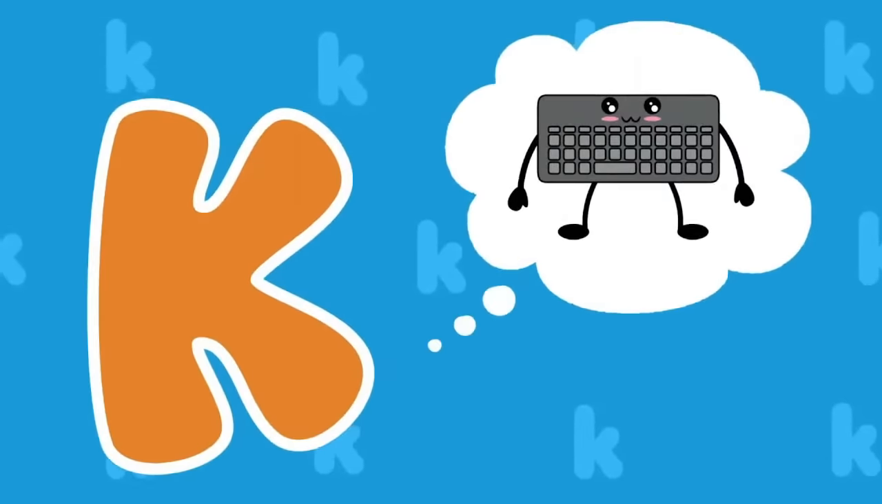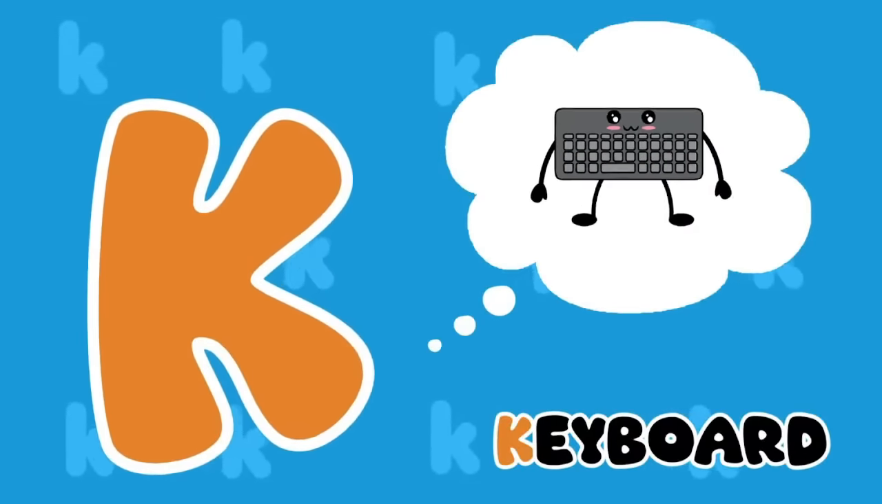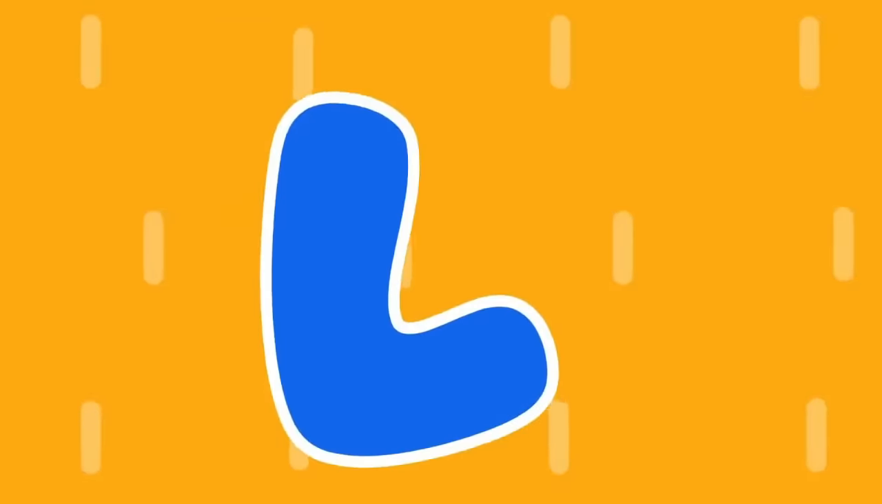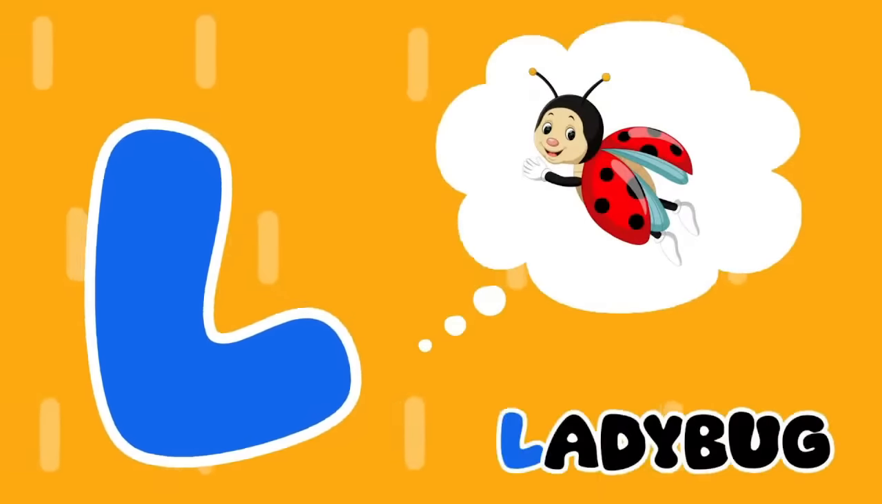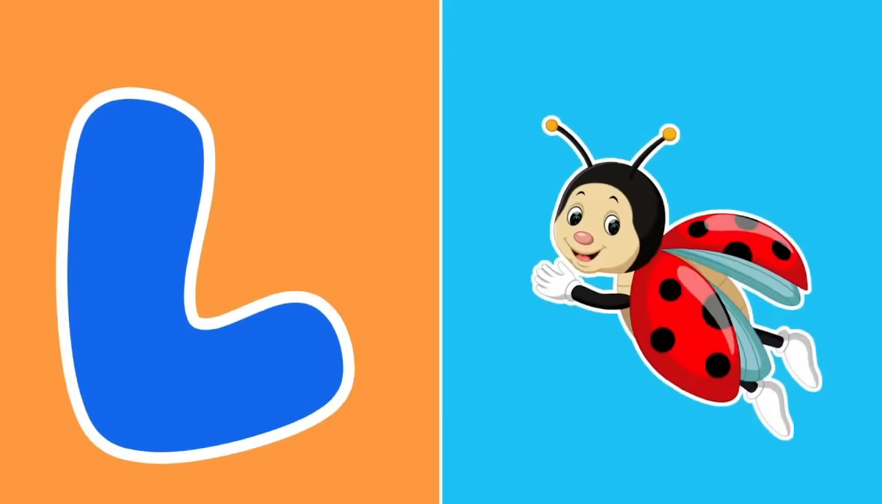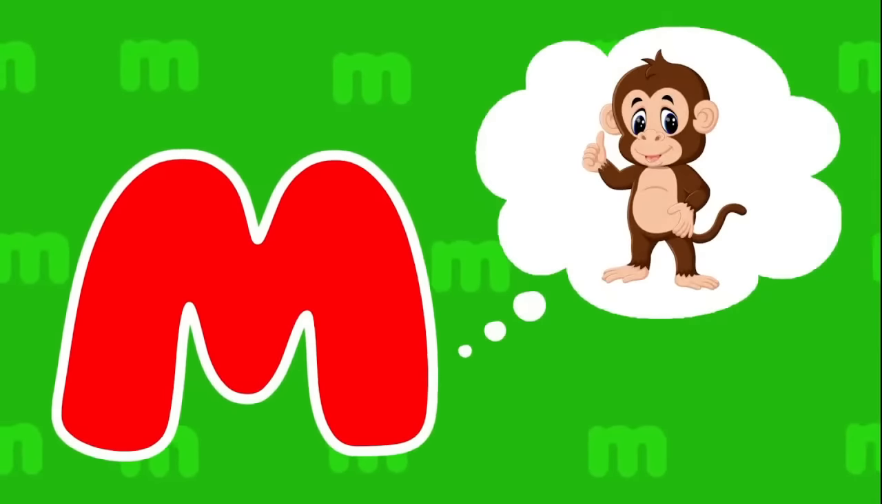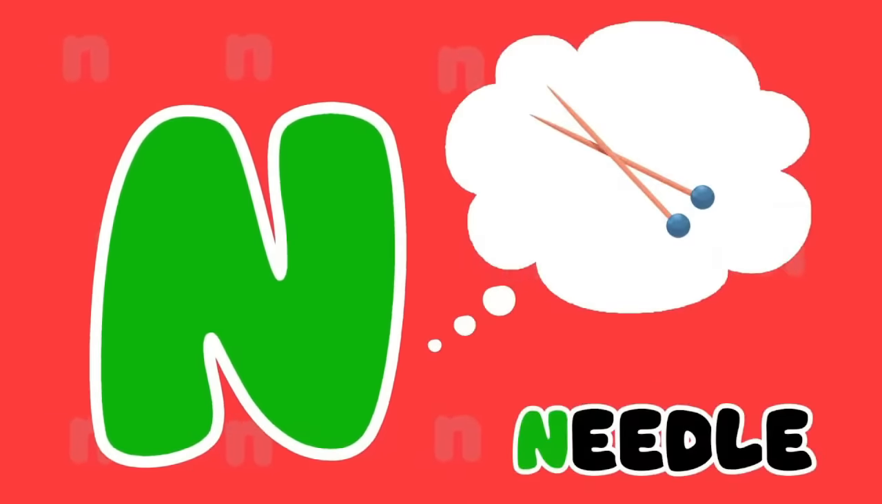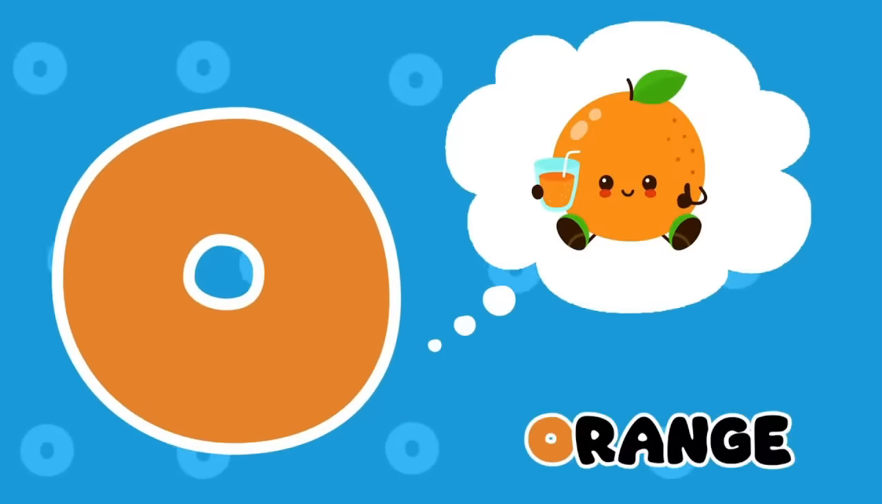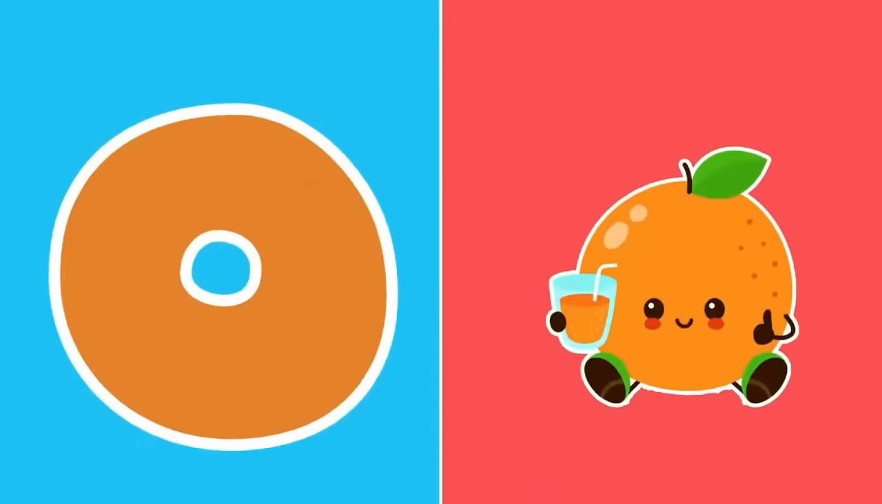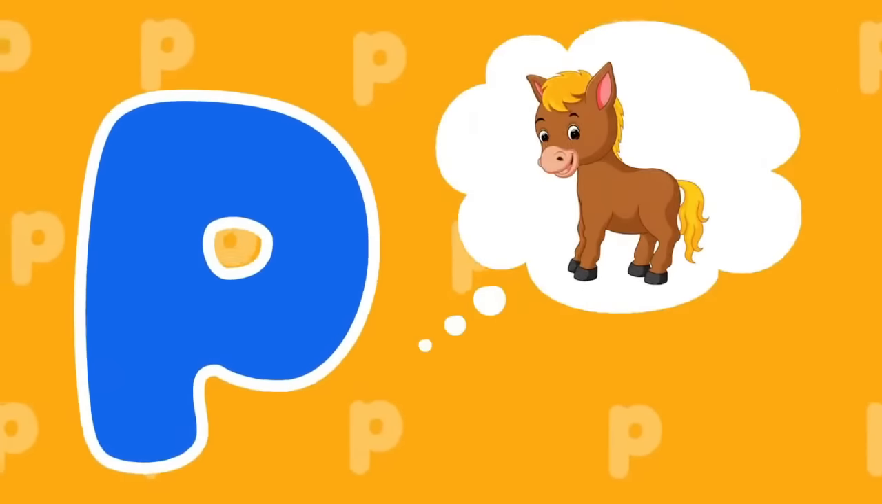K is for keyboard. K, K, keyboard. L is for ladybug. L, L, ladybug. M is for monkey. M, M, monkey. N is for needle. N, N, needle. O is for orange. O, O, orange. P is for pony. P, P, pony.